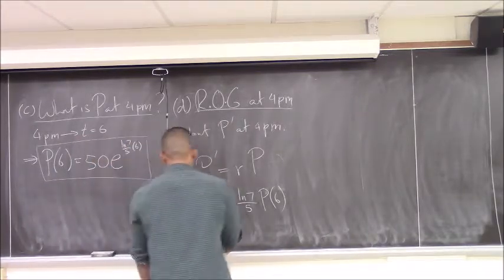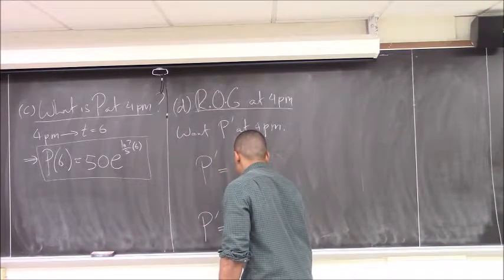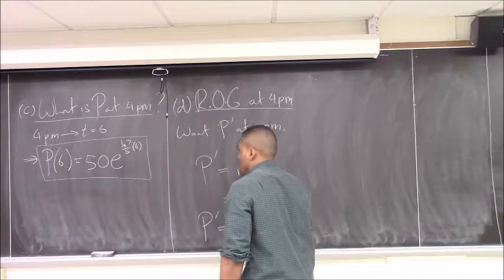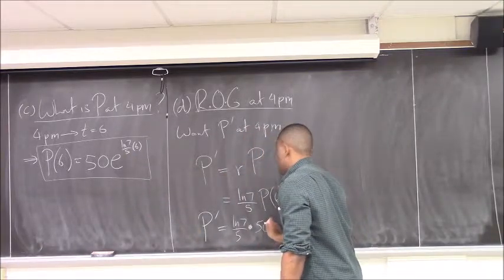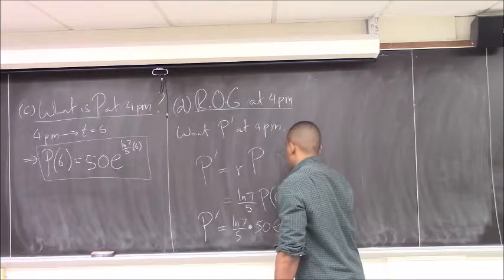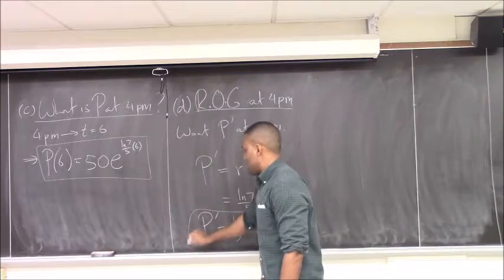So I'll just plug it in. So the rate of growth at 4 p.m. is going to be ln 7 over 5 times the population at 6. This is 50 e to the ln of 7 over 5 times 6. And that's your answer.